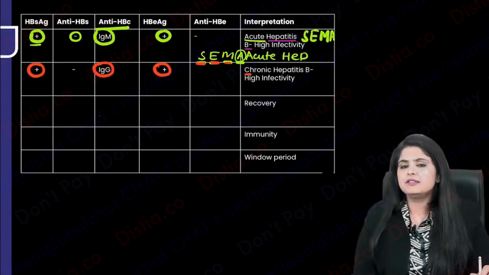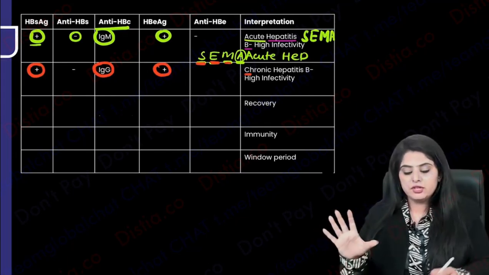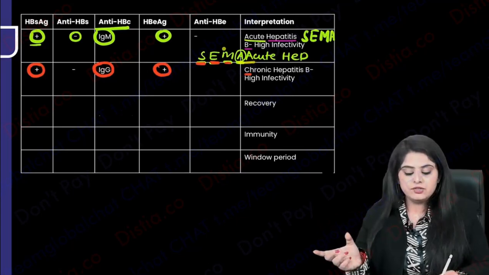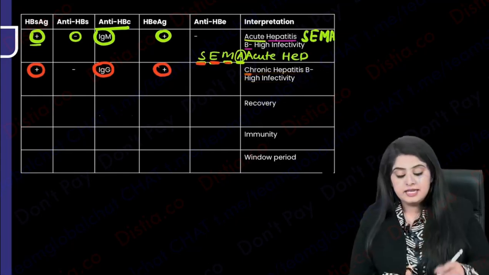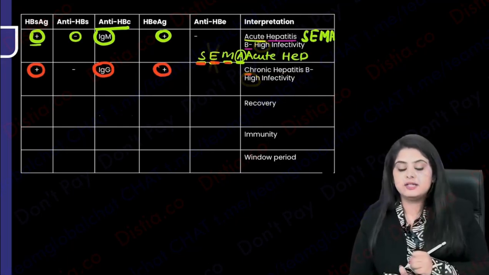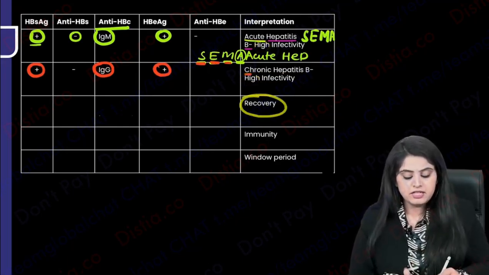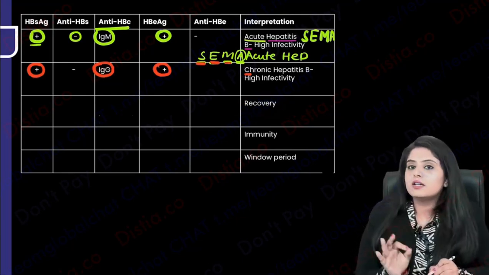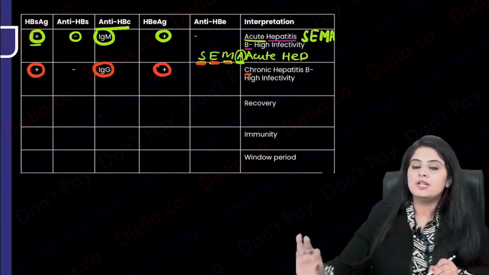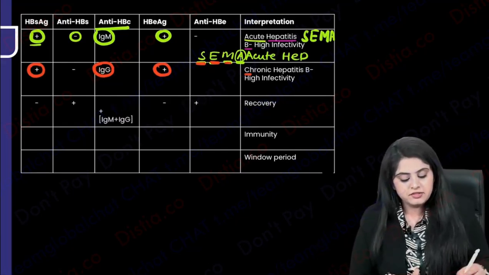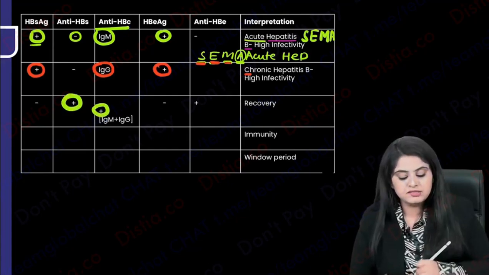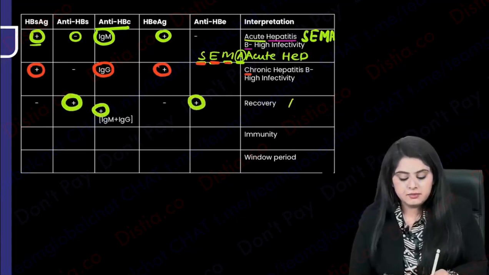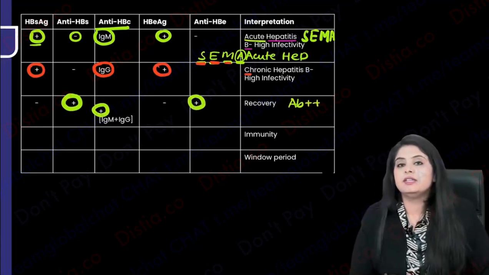Is life becoming a little simpler? You memorized SEMA for acute hepatitis. For chronic, just change the M into a G and that becomes chronic hepatitis. In any of these, if I don't keep E in it, it will become low infectivity. You know that. Finally, let's talk about recovery. If a person is recovering, what is the definition of recovery? Antibody, antibody, antibody. If a person is in recovery phase, that means anti-HBS, anti-HBC, anti-HBE. Recovery means all the antibodies are going to be there.